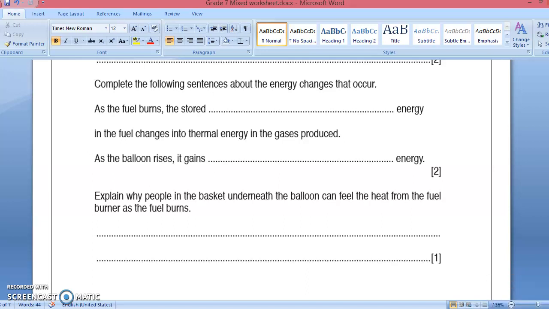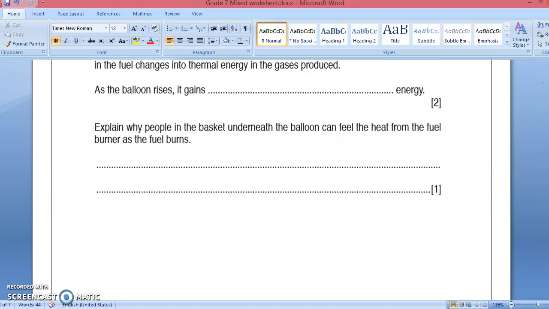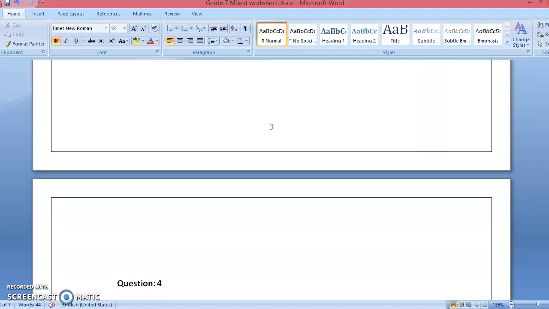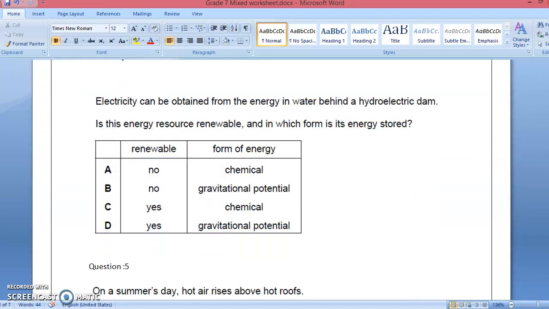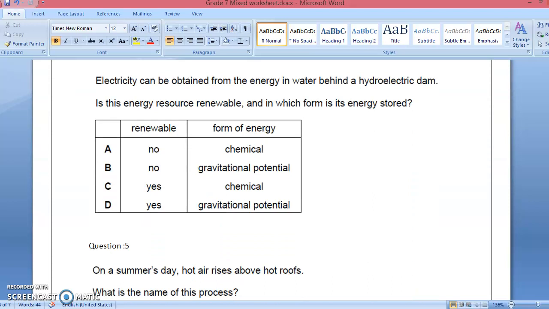Okay. Next, let's come to the next question, question number 4. Now, electricity can be obtained from the energy in water behind a hydroelectric dam. Hydro means with water. What are they producing? They are producing electricity. Now, is this energy resource renewable? You know what is renewable energy? Renewable is something that we can renew, make it again and again.